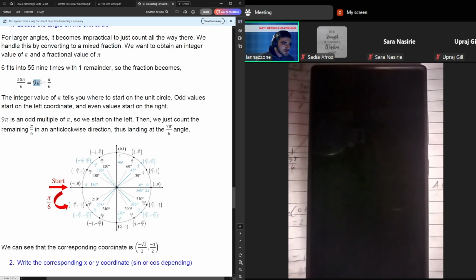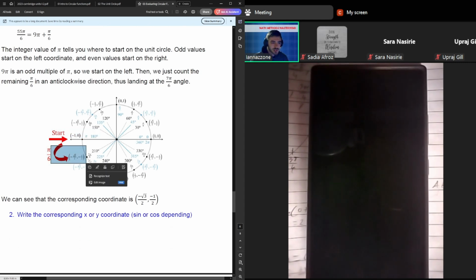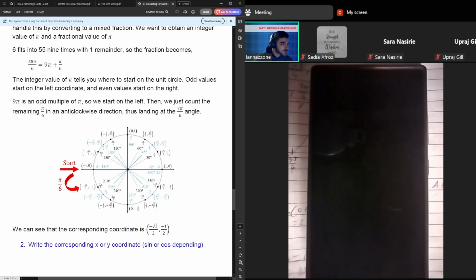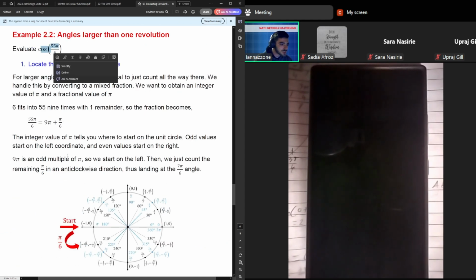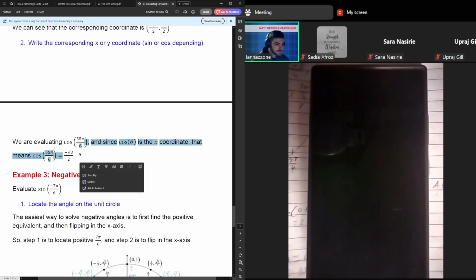So this 9 pi here tells you immediately we're starting on the left. This remainder of pi over 6 tells you to then go a further pi over 6 from that starting location. So you just go to the pi over 6 angle that exists on your unit circle, and then you give the coordinate. It's cos, so we give the x coordinate there. In that case, negative root 3 over 2, as said here.